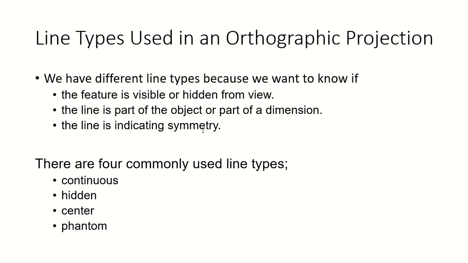Line type. So we have different types of lines to describe the object of interest, because we want to know if the feature is visible or hidden. We want to know if the line is part of the object or part of the dimension. We want to know if the line is indicating symmetry.